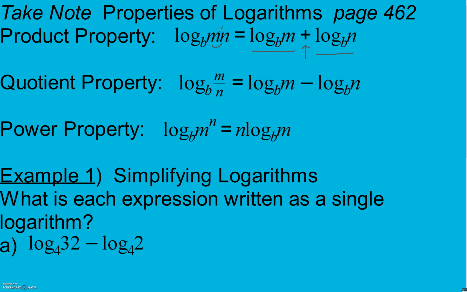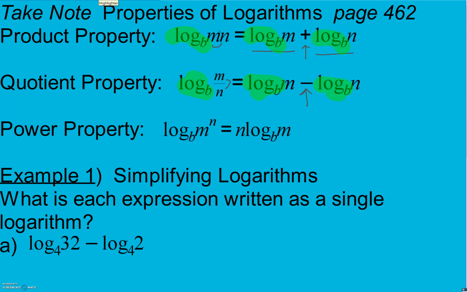Quotient property here, if we have m divided by n, we subtract: log base b of m minus log base b of n. So log base b of a quotient means we're going to take our same log base b, we keep this exactly the same for both pieces as in our original, just like we did with our product property, but we split up our quotient into subtraction. Just like when we're dividing powers with the same base, we subtract our exponents.